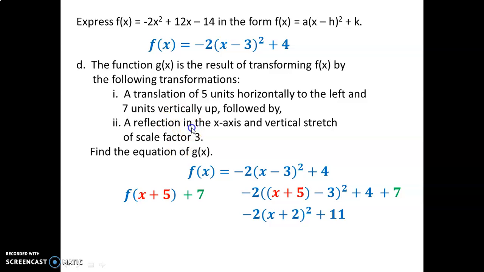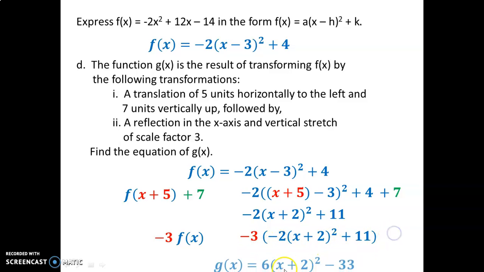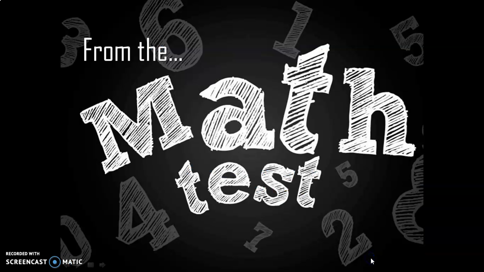Next, we're doing a reflection over the x-axis and a vertical stretch. So here is reflection over the x-axis and vertical stretch, affecting the y value. So it goes in front of the whole function. So now the negative 3 multiplies the entire function, which becomes this. Check your work carefully.